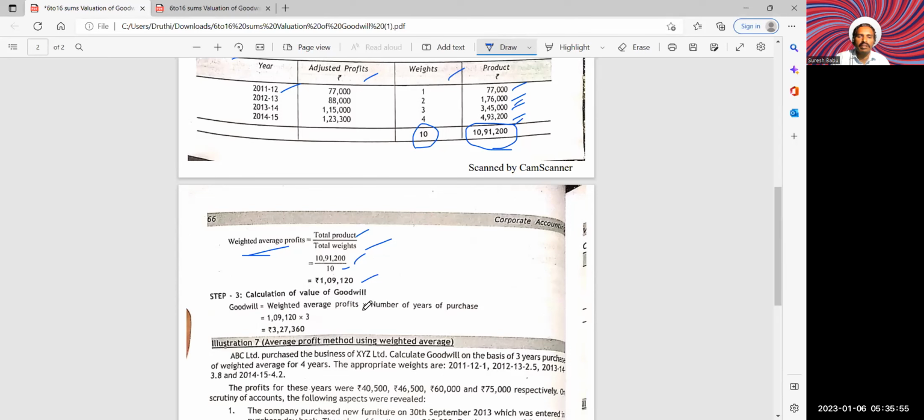How many years profit is goodwill? 3 years purchase. Goodwill is equal to weighted average profits into number of years of purchase. 1,09,120 into 3, that is 3,27,360.